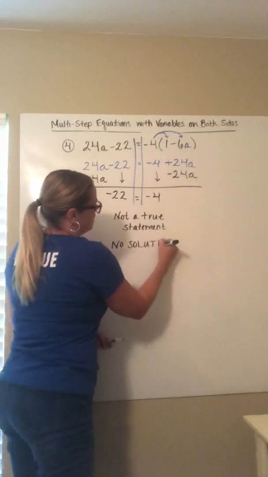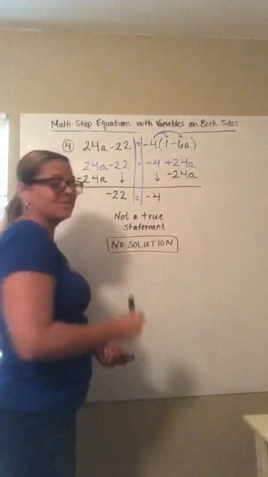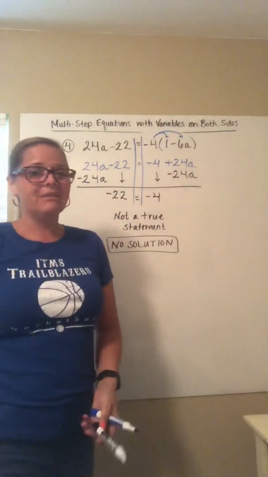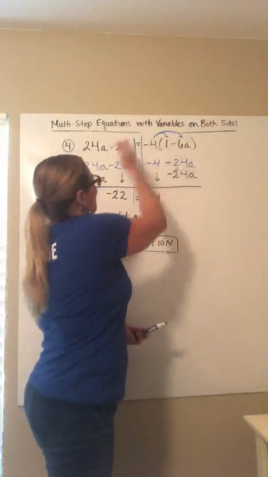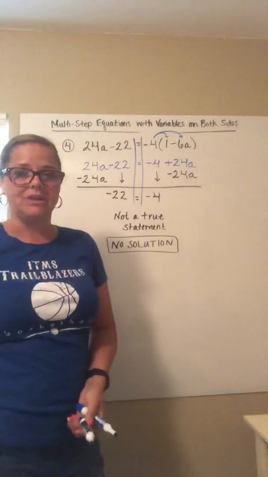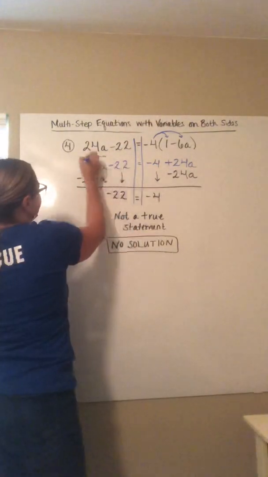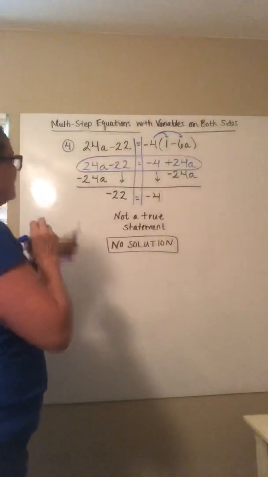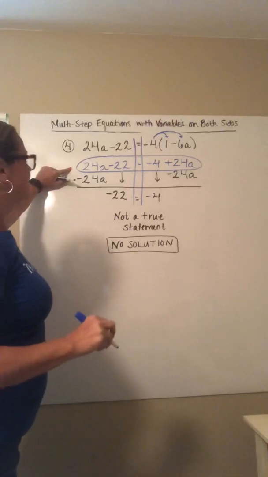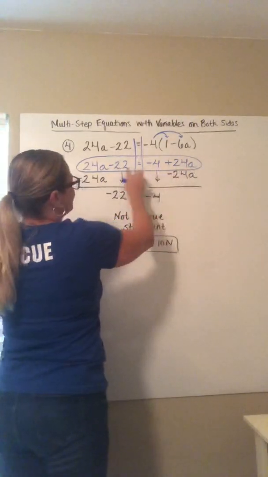What does that mean, that there's no solution? You know, no solution means that there is not any number that you could replace for a where the left and the right side are going to equal each other. And you know where I saw that? Right here. This is not an identity. The 24a and the 24a are the same, but these numbers are different.